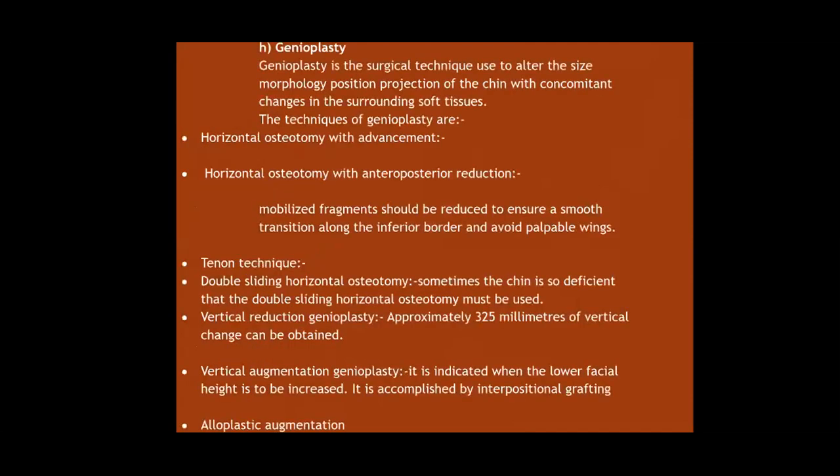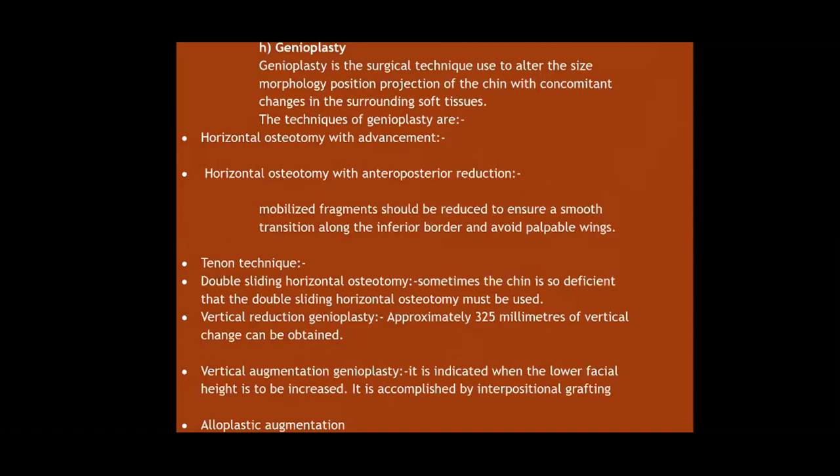The next question is genioplasty. The definition: genioplasty is the surgical technique used to alter the size, morphological position, and projection of the chin with concomitant changes in the surrounding soft tissue. The techniques of genioplasty are horizontal osteotomy with advancement and horizontal osteotomy with anteroposterior reduction.